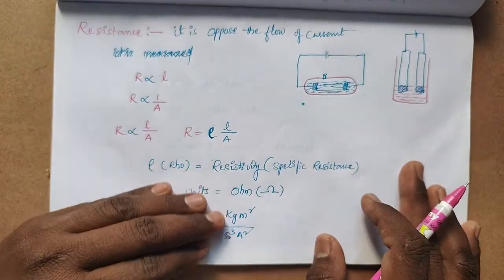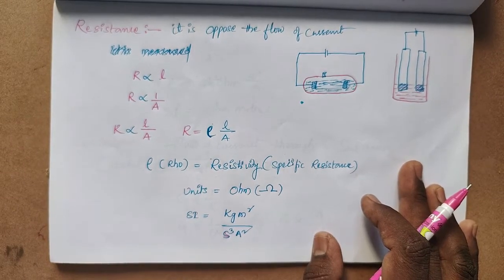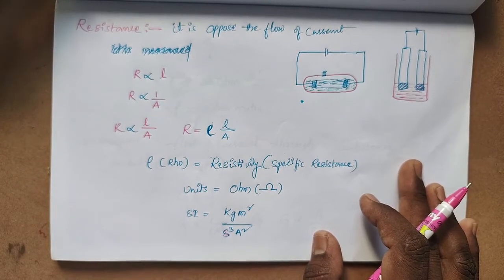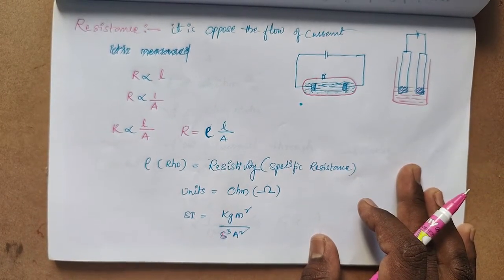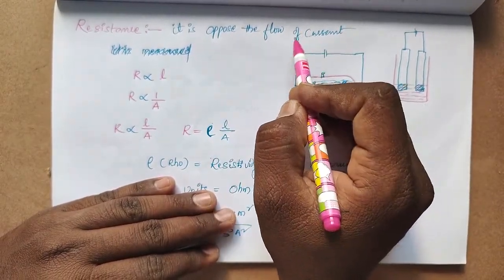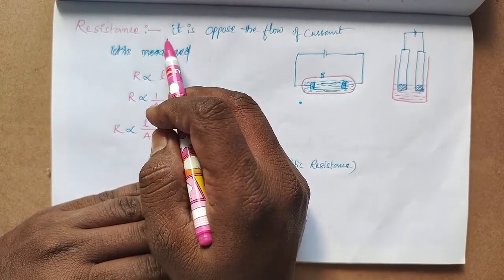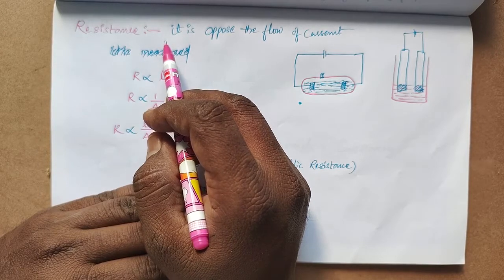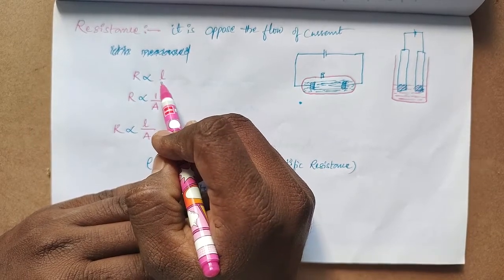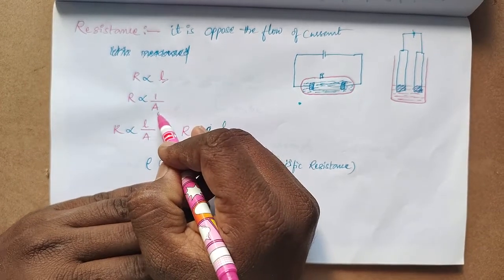Next, we take some definitions for electrolytic solutions. First is resistance. It opposes the flow of current. It is measured using a Wheatstone bridge, which you already studied in physics. R is directly proportional to the length and inversely proportional to the area, where L is the length and A is the cross-sectional area.